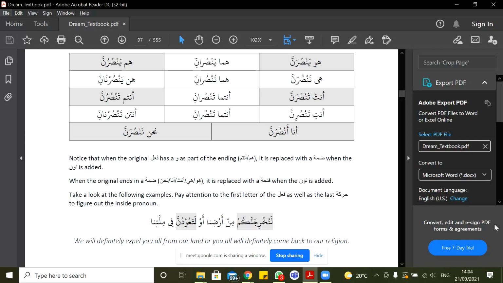The noon of emphasis, the heavy one. So this will be "you all will." Oh, so yes, it will be future tense. You all will surely come back. And then what else do we have? We have the lam of emphasis. So this will be you all will definitely come back. Okay, now is the process clear to all of you?